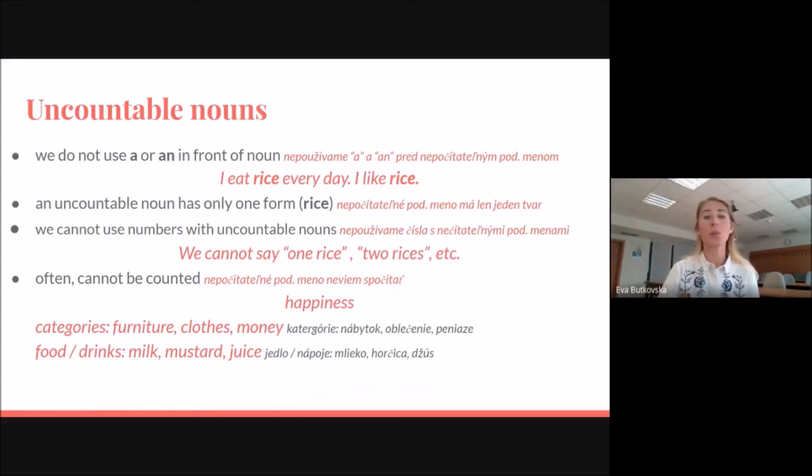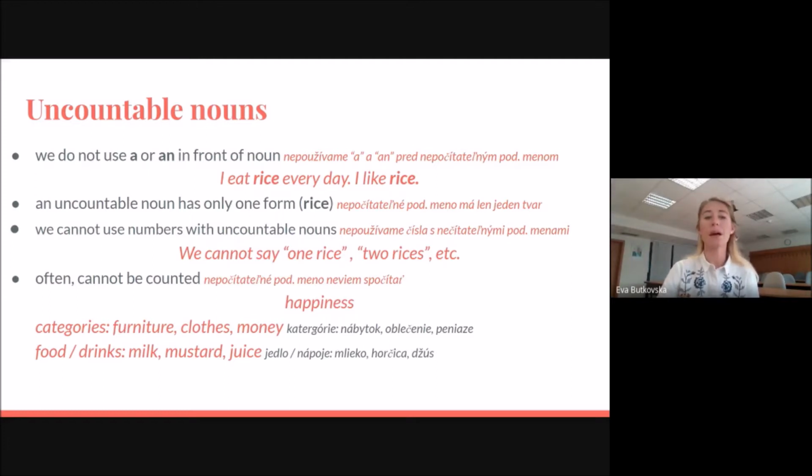So, on the other hand, with uncountable nouns, we do not use a or an in front of a noun. So if I say, I eat rice every day, or I just say, I like rice, there is no need to add anything in front of the noun. If you really want to understand it, think about that: an uncountable noun has only one form. So there is only rice. There is never a rice or rices. There is only one form. And therefore, uncountable nouns cannot be counted.